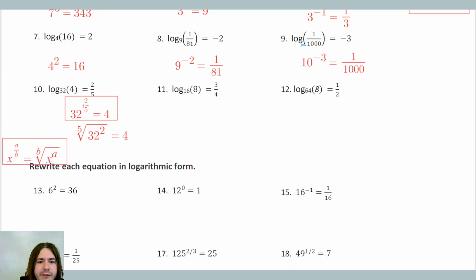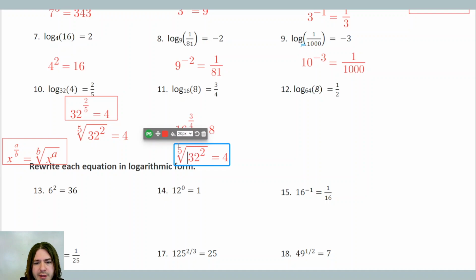So for number 11, we've got 16 to the 3/4 power is 8. This would be equivalent to saying the 4th root of 16, which would be 2. So the 4th root of 16, which is 2, to the 3rd power is 8. So that checks out as well. Either one of these is fine.